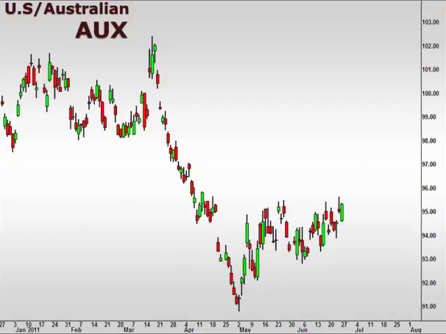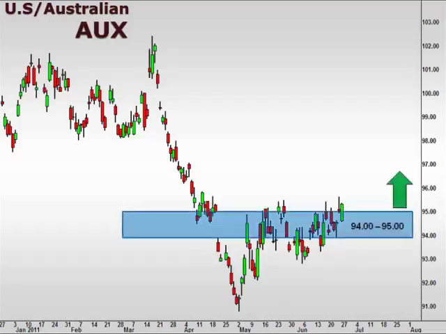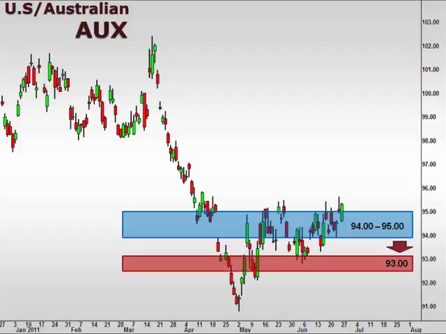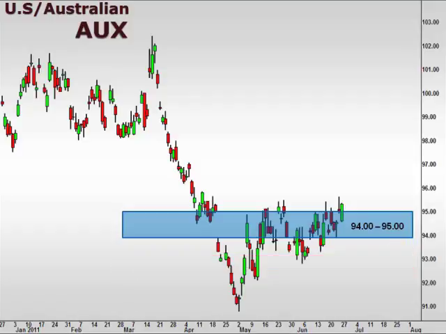Let's take a look at the AUX, the U.S. dollar versus the Australian dollar. Well, the AUX closed the week just above the 94-95 focal zone. Now, if the 95 level holds as support, we will expect a continuation higher. A break below 94 is likely to retrace back down to retest 93.